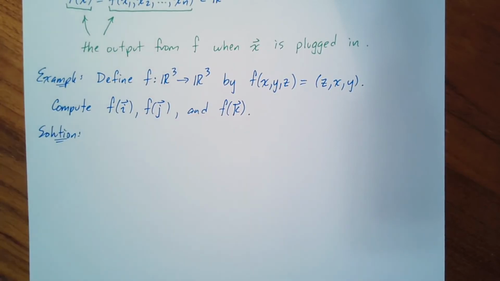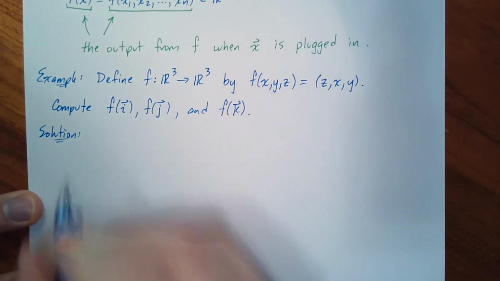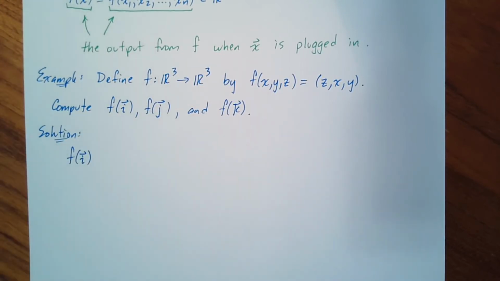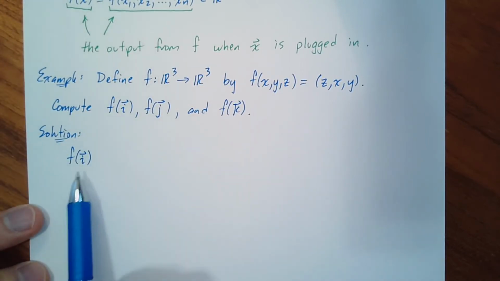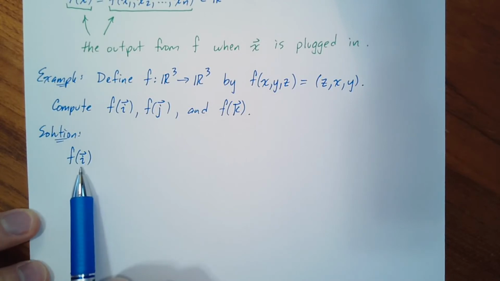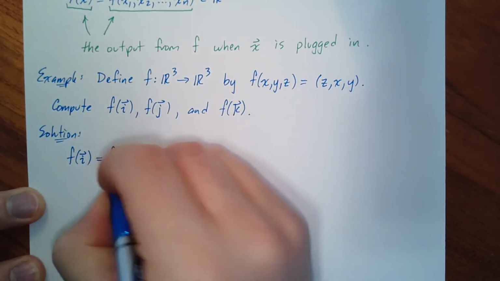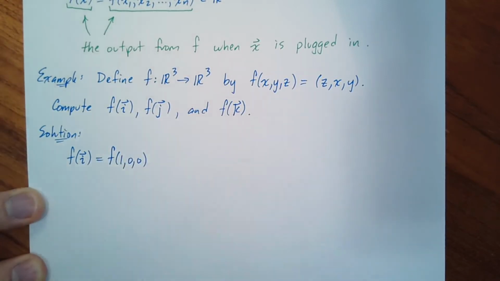Really, this is just an exercise in correctly interpreting the notation. We'll get to our interesting examples in the actual section 3.5 on matrix transformations, which is actually our next section in Math 221. So, first, let's start with f of i. All right, well, what is the vector i? Remember, that's one of the standard basis vectors. That's the vector 1, 0, 0. So really, this just means f of 1, 0, 0.